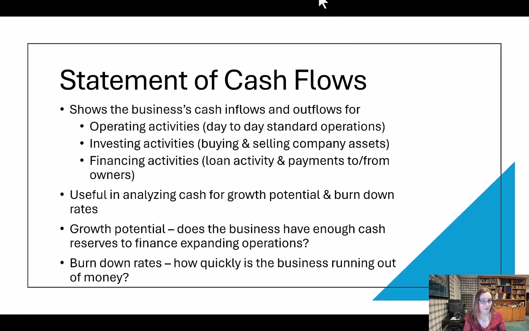Next is the statement of cash flows. This shows the business's cash inflows and outflows for operating activities. These are the day-to-day standard operations. Investing activity, buying and selling company assets. Financing activities, this is loan activities and payments to and from owners. It's useful in analyzing cash for potential growth or burn down rates. Growth potential we're talking about, does the business have enough cash reserves to finance expanding operations? And burn down rates talk about how quickly is the business running out of money or burning through cash.